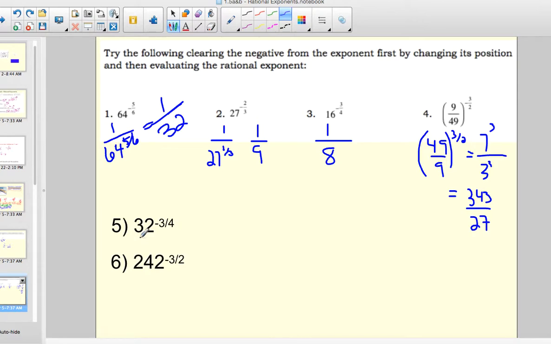So again, now that we've gone over those, take a look at these 2, try them out, see if you can get them. Once you're done, resume the video and we'll go over them.